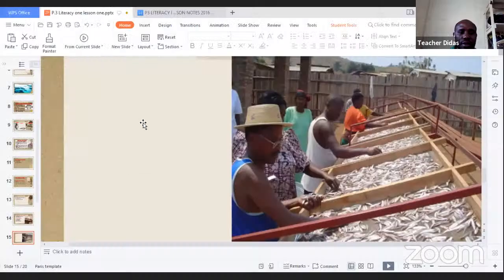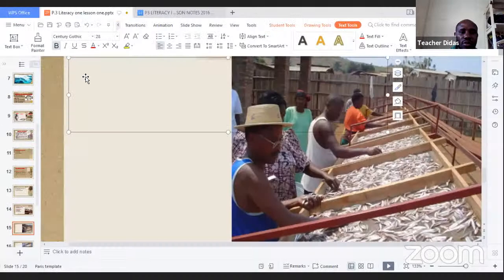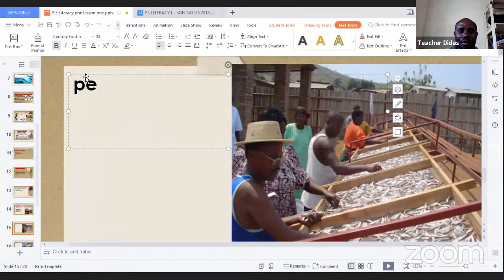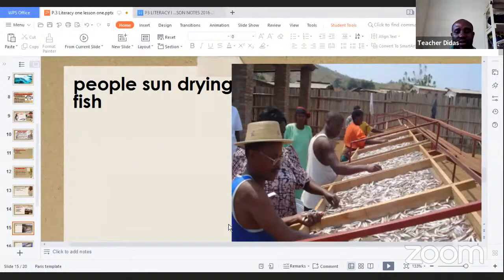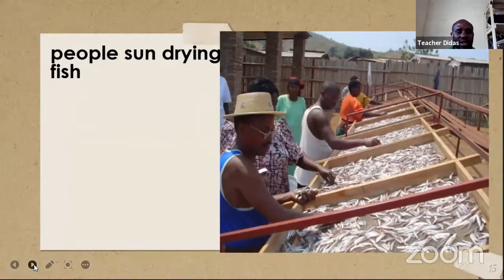Okay, let me write it here. When you see here, we can say people are sun drying the fish. All together? Yeah, that's one. People are sun drying the fish, as you can see there.